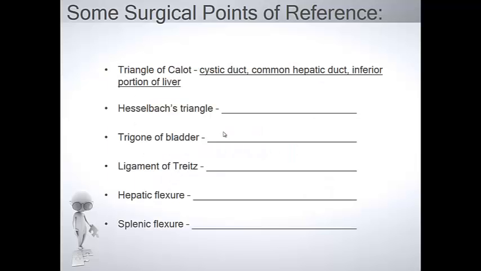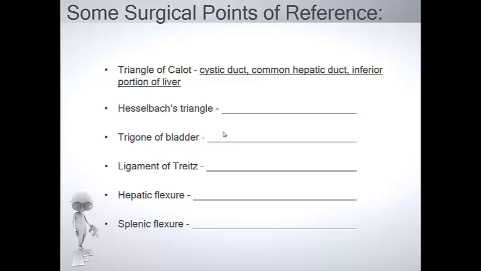Next is Hasselbalch's triangle. We will cover this big time in general surgery, but it's another potential space in the human body that allows us to use anatomical landmarks to repair inguinal hernias. Its 3 sides are made up of the rectus abdominis muscle, the inguinal ligament, and inferior epigastric vessels.